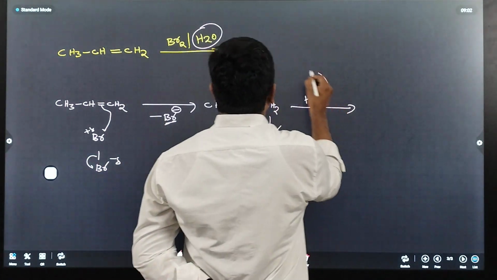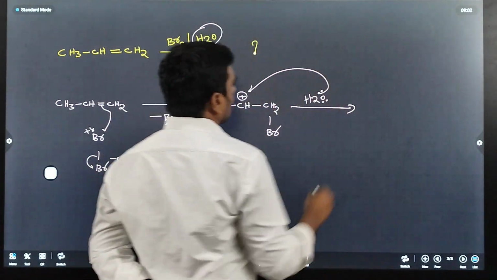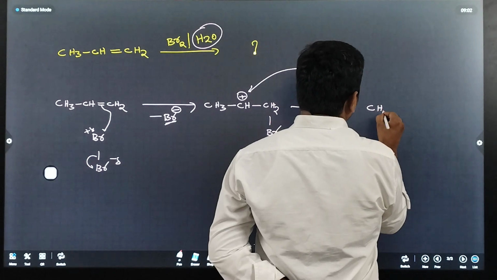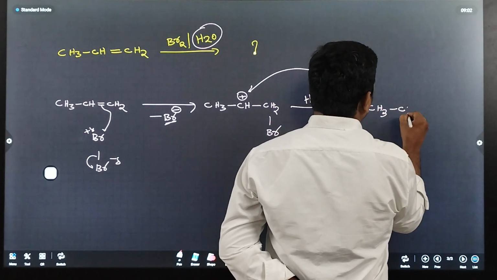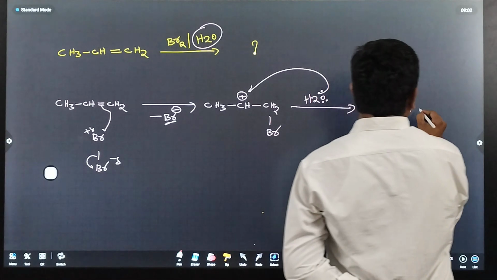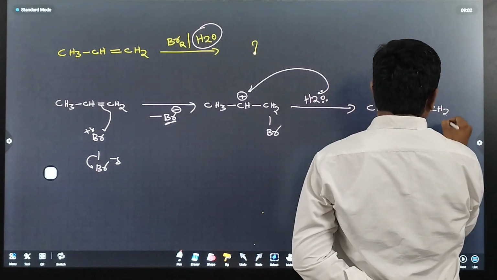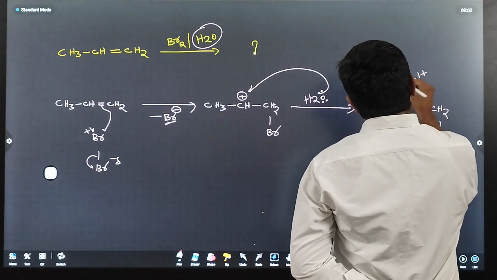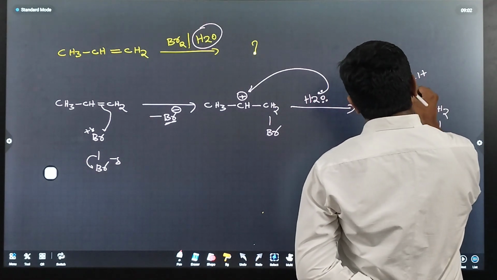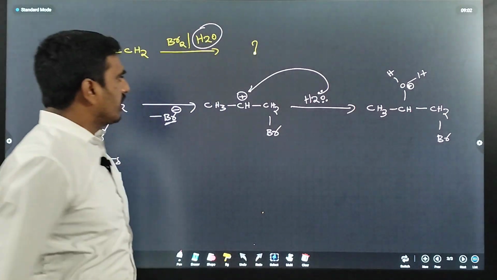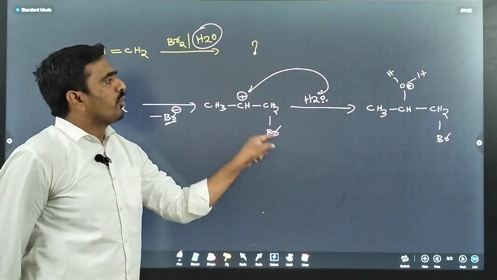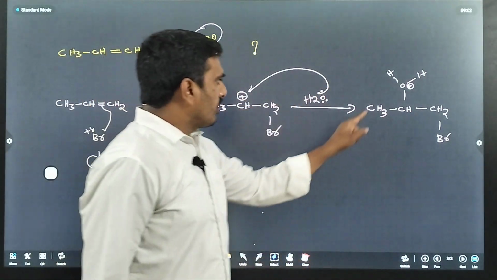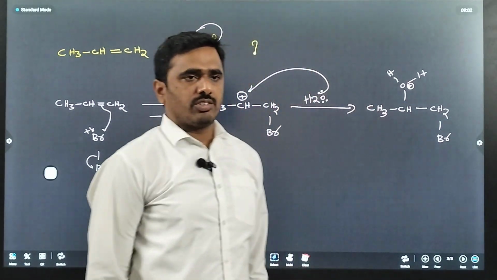So nucleophile attack on electrophilic center. So we get oxygen gets positive charge. Here oxygen is the electron donor, that's why oxygen contains the positive charge.